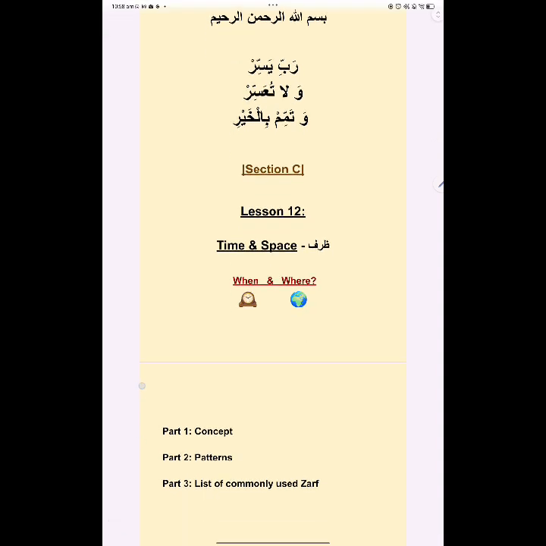Okay, so Zarf. Simple things first. Zarf simply tells us when something happened and or will happen, and where something happened or will happen. Okay, so simply when and where something happens, will happen, or something that happens there as a continuous process. Okay, so simply put, time and space or time and place. All right, so when and where equals to zarf.